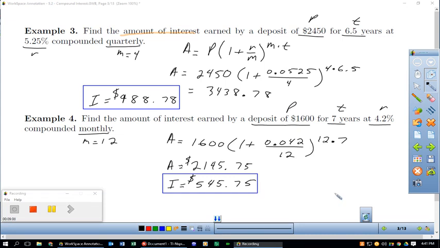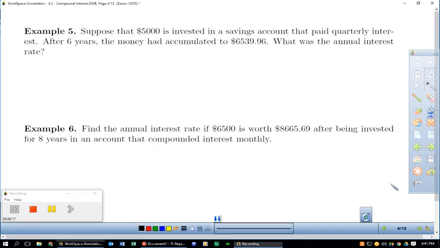All right. Example 5. Suppose that $5,000 is invested in a savings account that paid quarterly interest. So this is the amount invested, that's our P. There is paid quarterly interest, so M equals 4. After 6 years, we have all the time, the money had accumulated to $6,539.96. So that's actually a future value, an A, an accumulated amount. What is the annual interest rate?